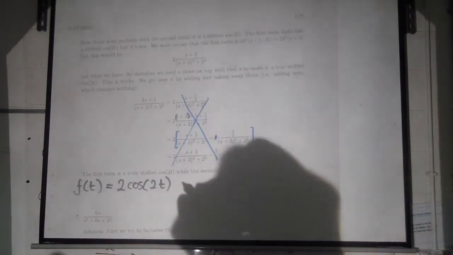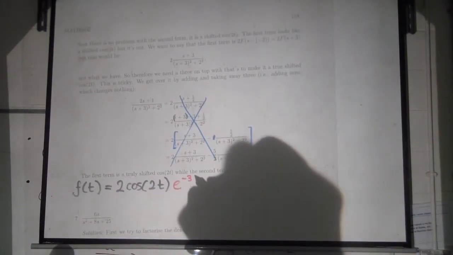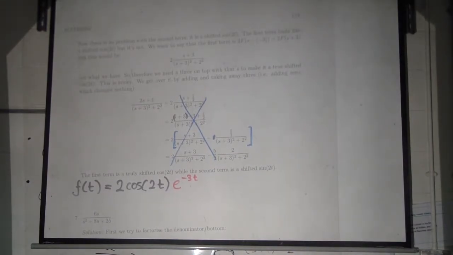So the first shift term says bring it back as normal and then multiply it by e to the minus at. What will the e to the minus at be here? E to the negative 3, is it? E to the negative 3t. Fix the constant minus 5 over 2.